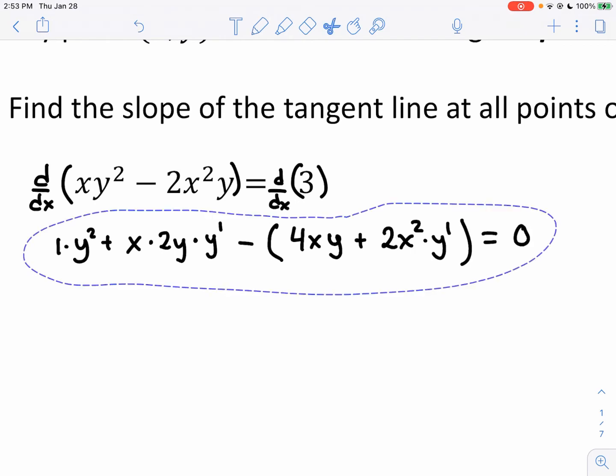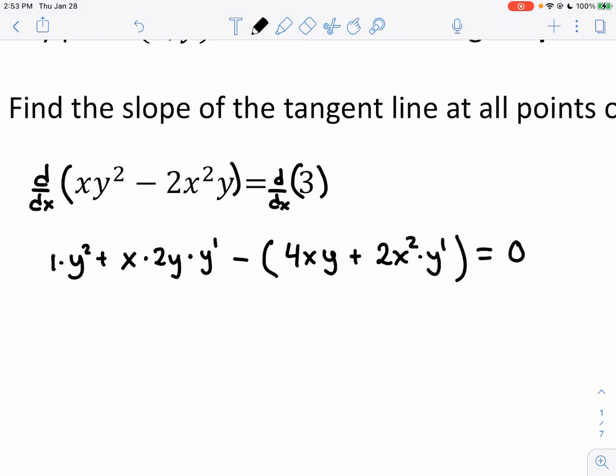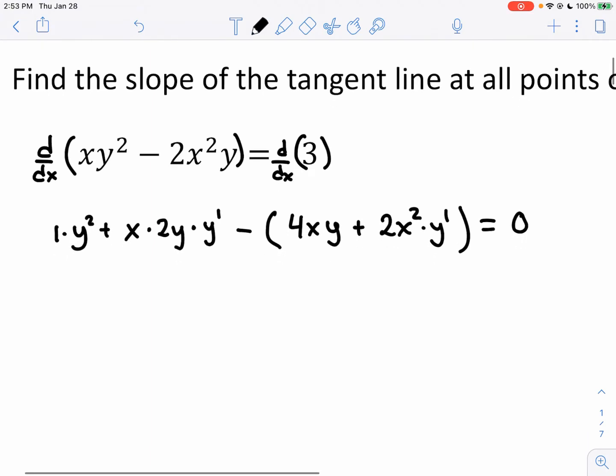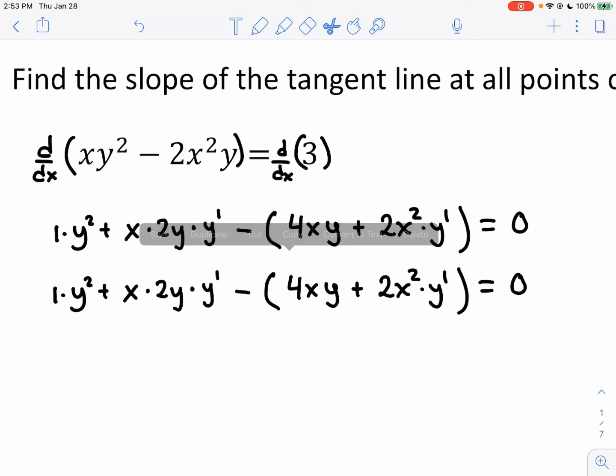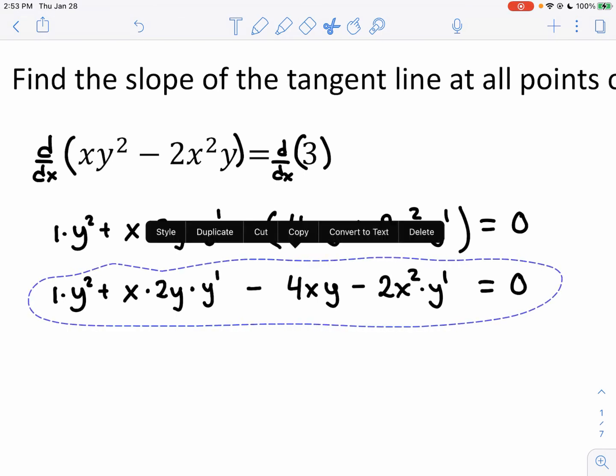Now what we want to do, let me move that down slightly, is solve this expression for y prime. So I'm going to distribute the negative across the parentheses first. Let me just copy this and paste. Distribute the negative across the parentheses, so that becomes subtraction. That will be subtraction as well. Group the terms that have y prime on the same side. So I'm going to copy this again.